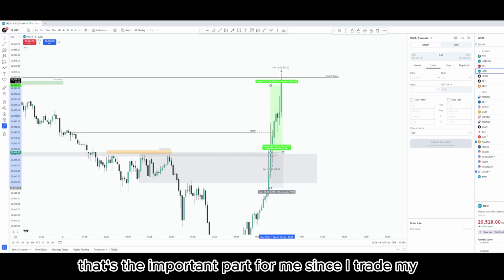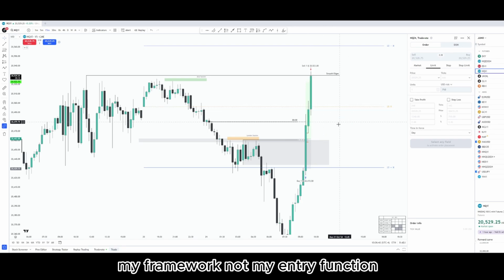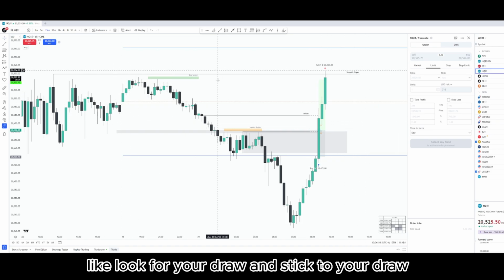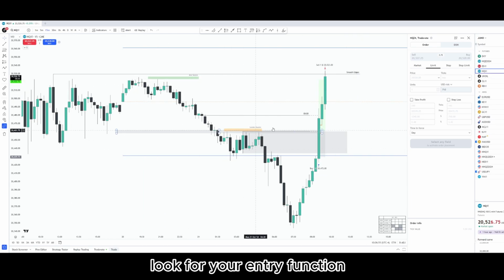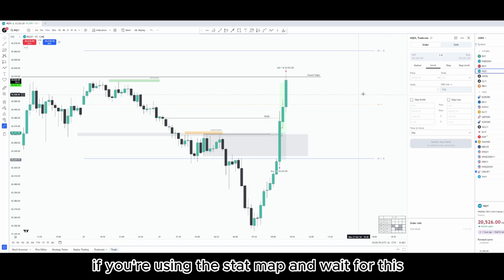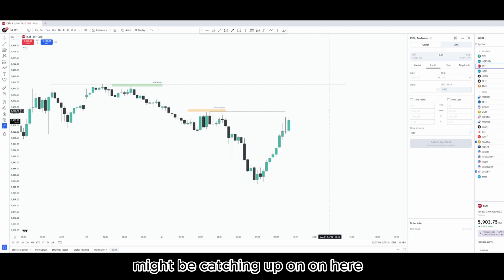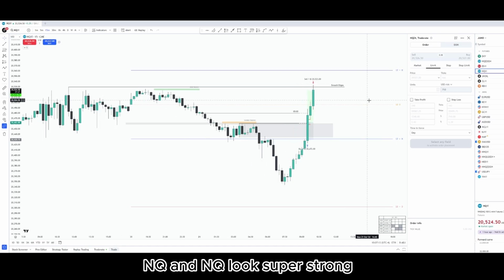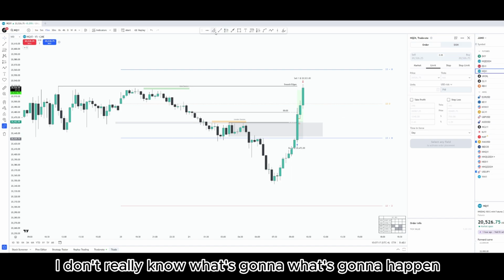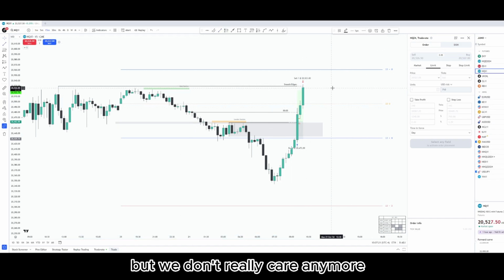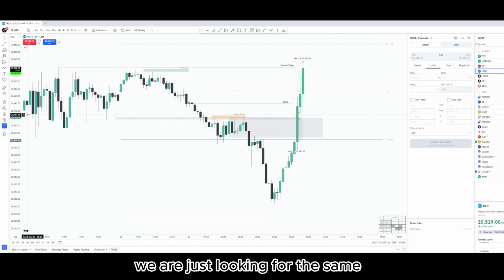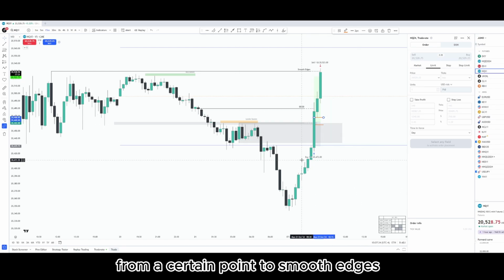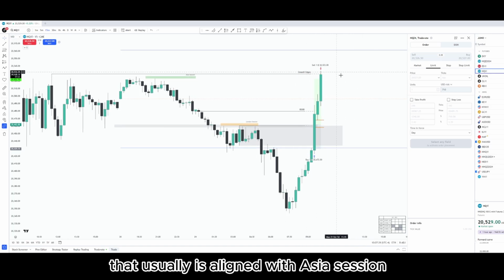That's the important part for me, since I trade my framework, not my entry function. That's super important. You need to be able to frame ideas, look for your draw and stick to your draw. Look for your entry function and stick to your entry function. Look for the manipulation levels if you're using the stat map, and wait for this to happen. ES might be catching up here. We still have a massive SMT. ES is far behind NQ, and NQ looks super strong, and from here I don't really know what's going to happen, but we don't really care anymore. We are just looking for getting a piece of the price movements from a certain point to smooth edges that usually is aligned with the session.